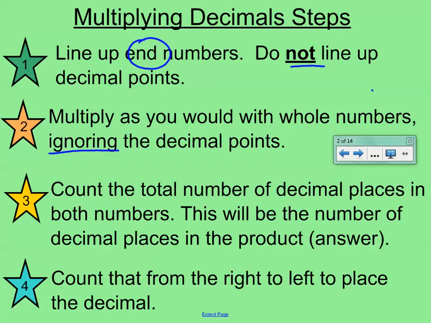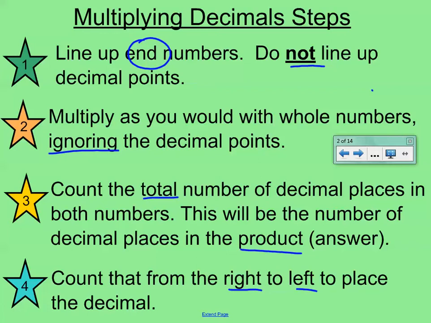Okay, after you're done with all of your multiplying, you're going to count the total number of decimal places in the numbers. So if my first number had 3 numbers behind the decimal place and my second one had 2, I have 5 numbers total behind the decimal point. This will be the number of decimal places in the product. Remember, product is an answer to a multiplication problem. Number 4 says you're going to count that from the right to the left to place the decimal.